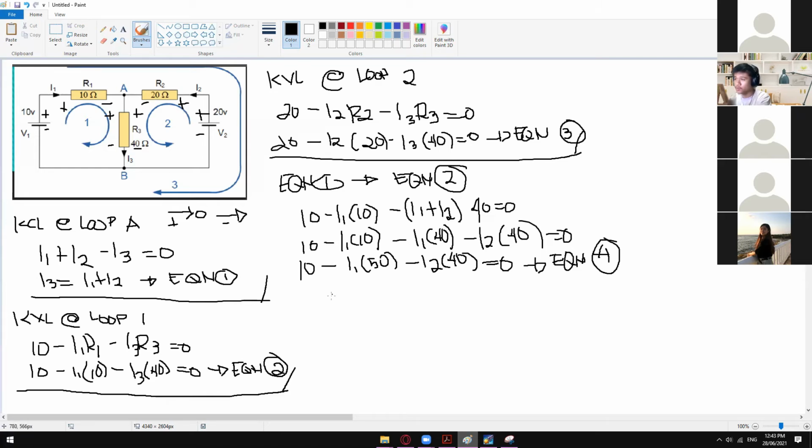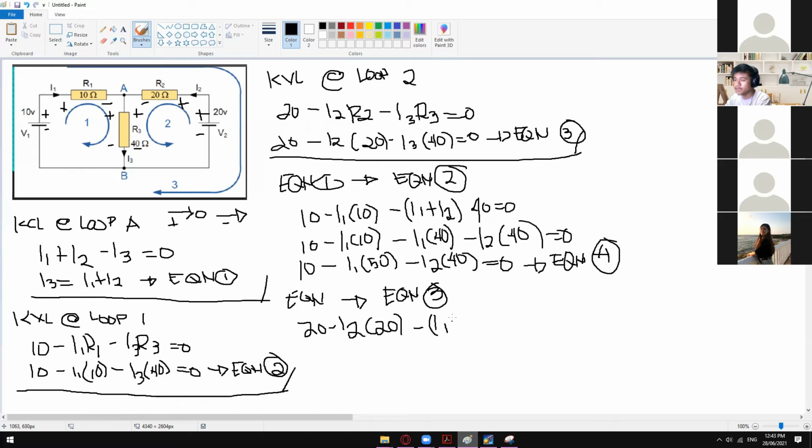Okay, so do the same thing on the equation number 3. So equation number 1 going to equation number 3. We have 20 minus I2 times 20 minus, so our I3 is I1 plus I2.